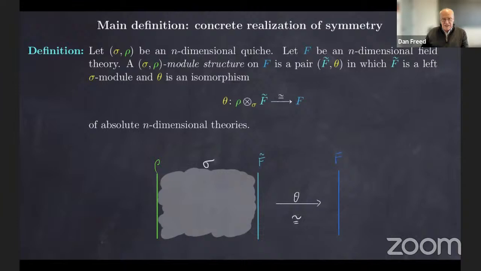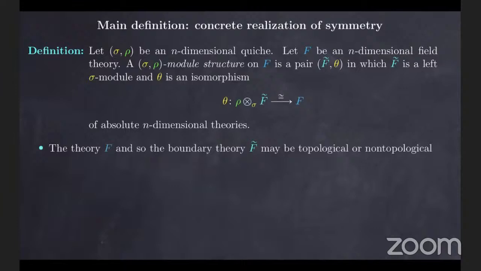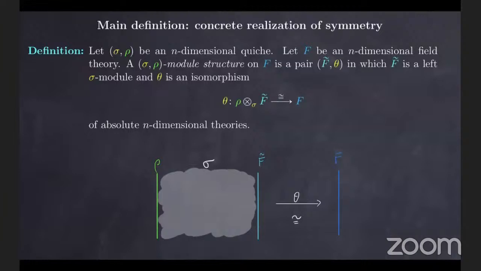And can I just get a clarification? Which of them is an absolute theory with your definition, F or F tilde? Is it only F? F is an absolute theory. F tilde is on the boundary of sigma. But if we squash sigma and combine a top row very close to F tilde, is it the same as F? Is F tilde the same as F?